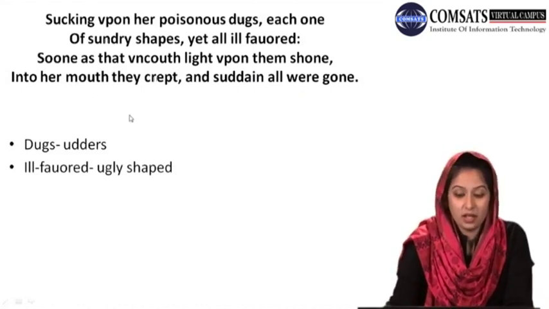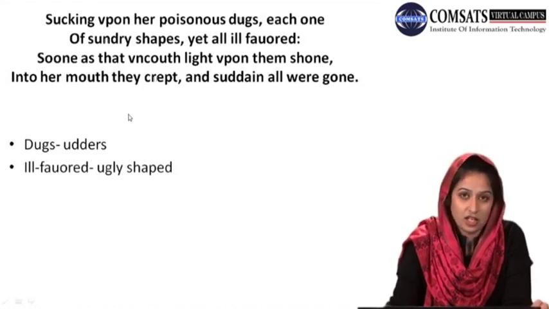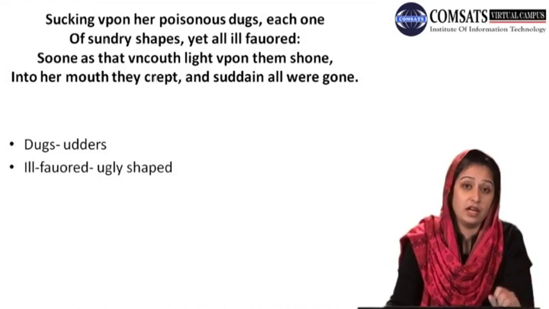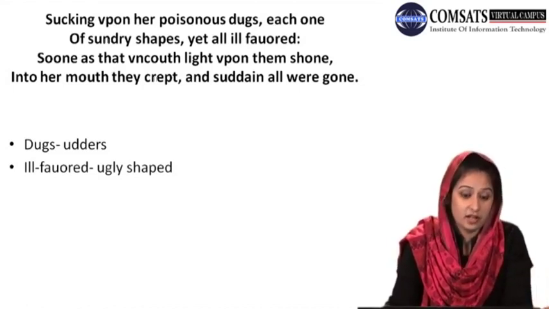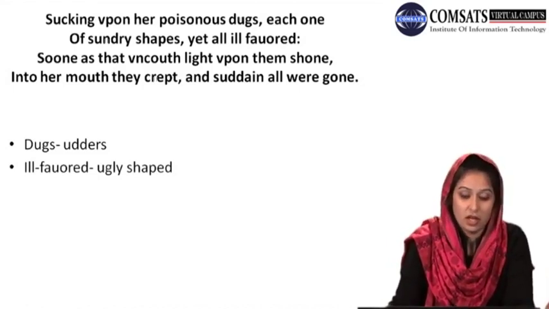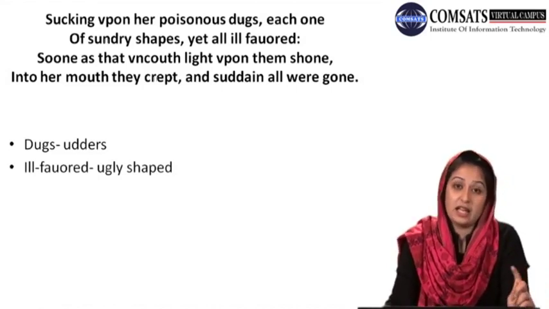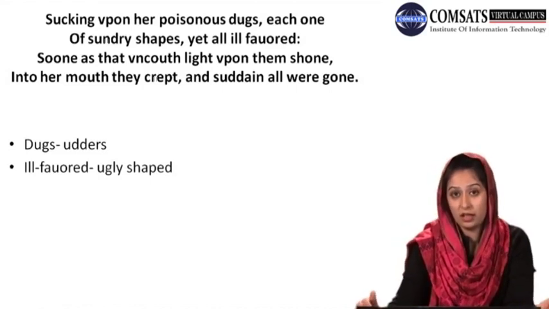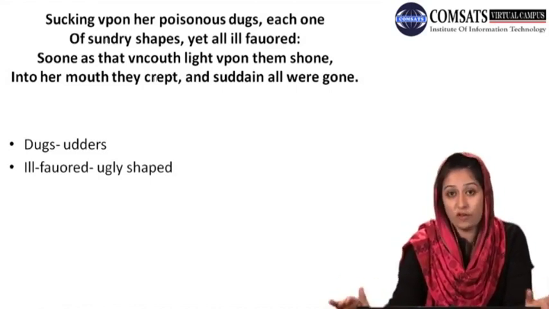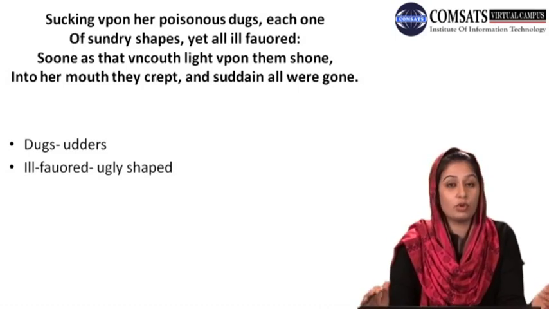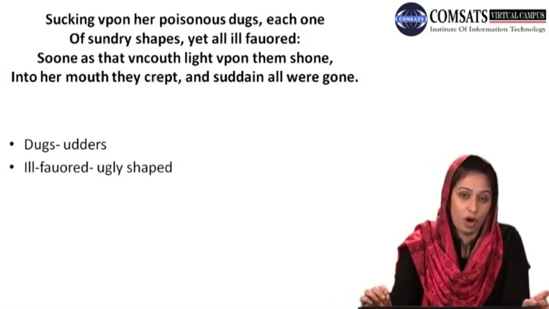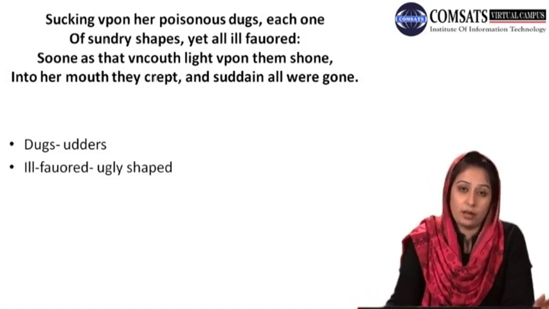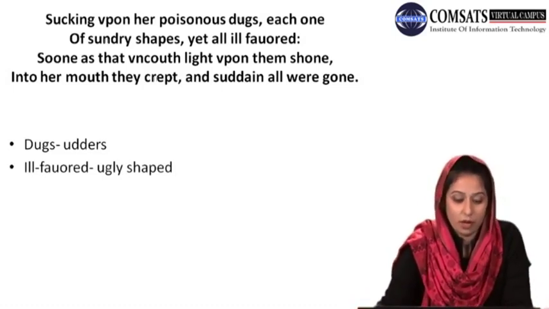So as soon as there was light upon them, the light of that sword through which the knight could see the dragon, could see the monster. जिस लाइट की मदद से नाइट ने मॉन्स्टर को देखा था, और जो केव की सिचुएशन थी और जो हालत थी, जो मॉन्स्टर का साइज और उसके जो ऑफस्प्रिंग्स थे उनको देखा था, उसी रोशनी की मदद से जब उन ऑफस्प्रिंग्स ने लाइट देखी उस केव में, they all crept into the monster's mouth.